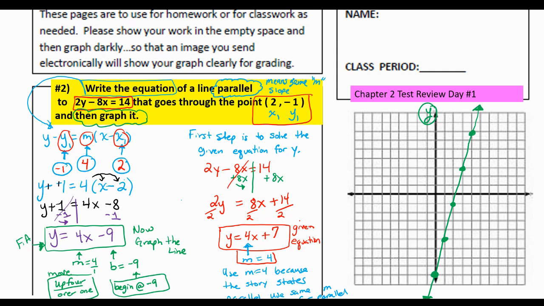Okay, so that was writing the equation of a line that's parallel. You can hit pause here if you need to write down some more work, but remember, first you had to take the given line, the given equation, and solve it for y. And because the given equation has a slope of 4, and because the story says parallel, then we just used 4 in the formula.